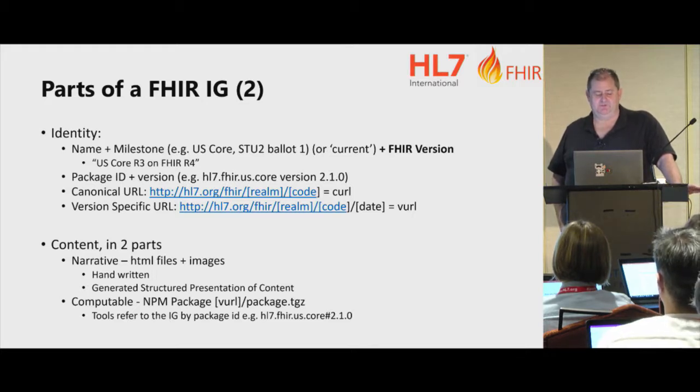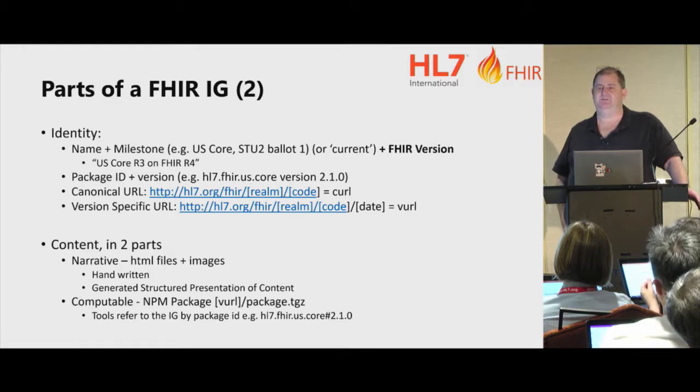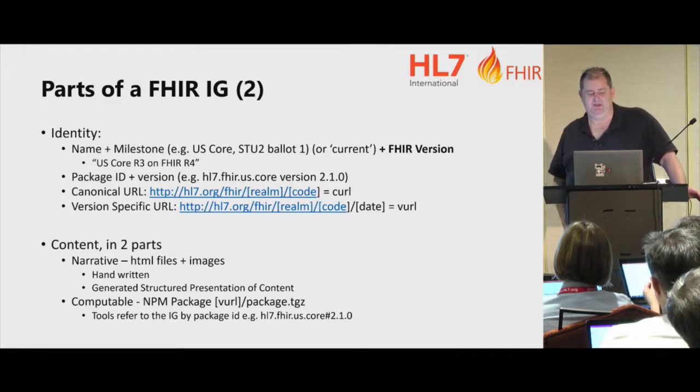And so for all HL7 and FHIR Foundation implementation guides, there's an algorithmic transform between the package ID and the canonical URL, but it doesn't have to be algorithmic. But every organization that publishes FHIR implementation guides should be assigning package IDs and has to have a canonical URL.